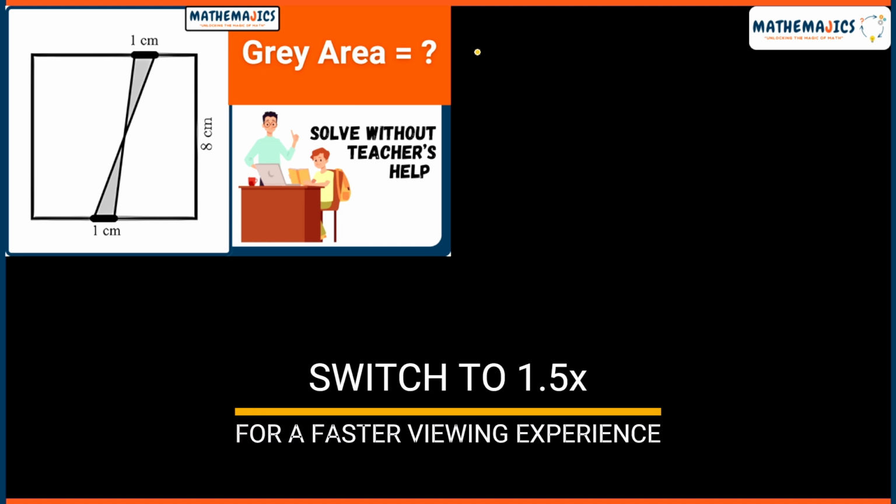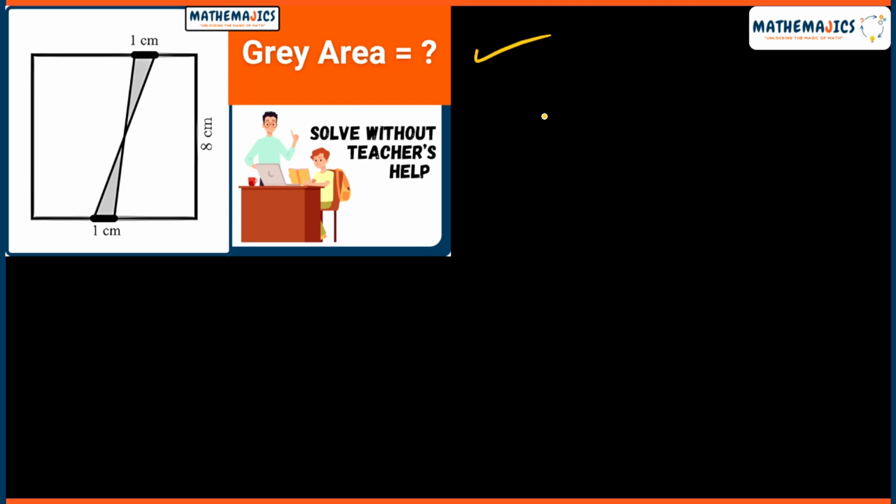Hello everyone. So we have this very interesting question of geometry. It's very simple. Let's see how to solve this. So in this question, we are given the square. This is a square. Okay.